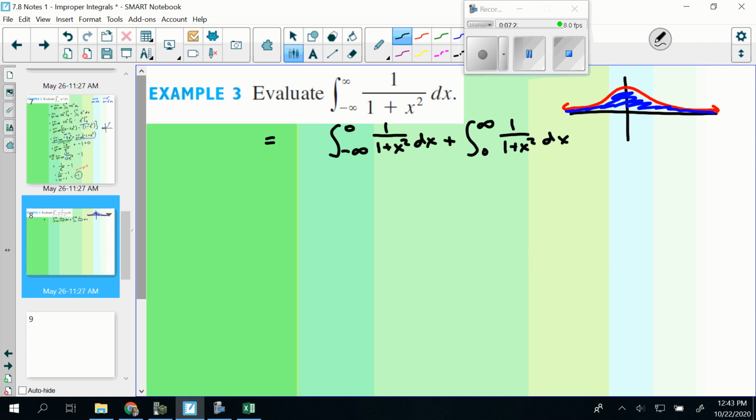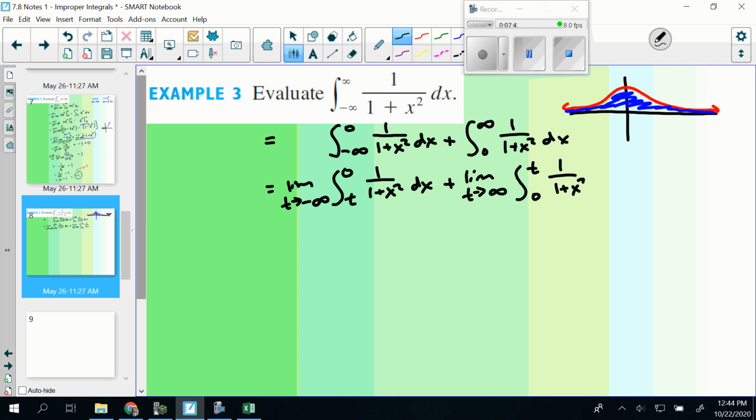All right, so next now we want to do this as limits here. So we got limit as t goes to negative infinity for this first one. Replace that. On our second one here, we're also doing a limit, but this one's as we go to positive infinity, and we're replacing that with the variable here.